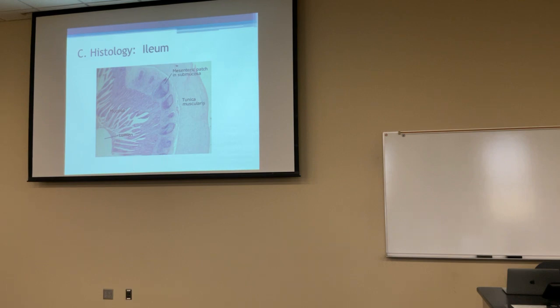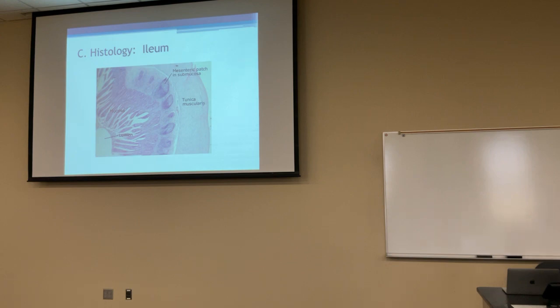So this is the submucosa. The submucosa of the ileum has mesenteric patches that contain lymphocytes. They monitor the bacteria in our intestines. And then this lighter pink layer out here is the muscularis. And then finally, on the outside of that, there's a thin layer of serosa.